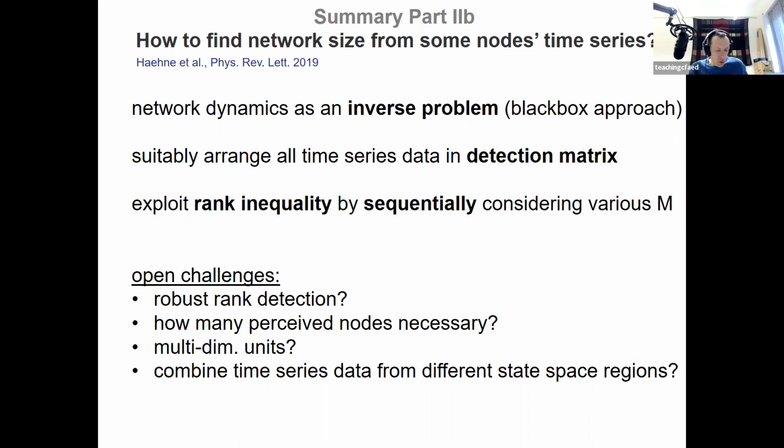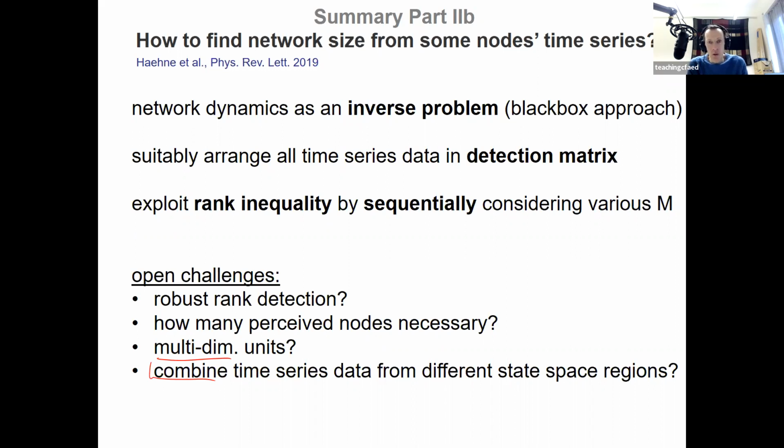And an outstanding problem where actually Jose and others are working on is now to combine time series data from different state space regions. So far, what I presented last week, we considered the neighborhood of either a stable fixed point or the neighborhood of any other given one point in state space. And a typical situation is that you're not only lingering near one point. So most of your data will be at several typical points.